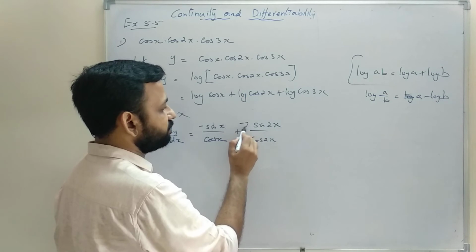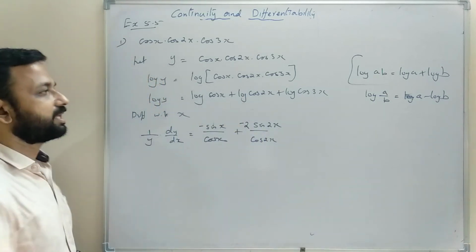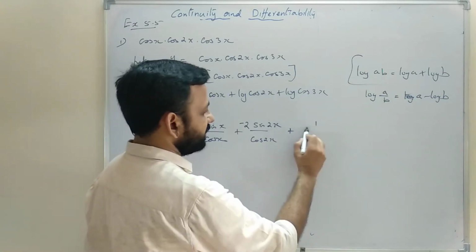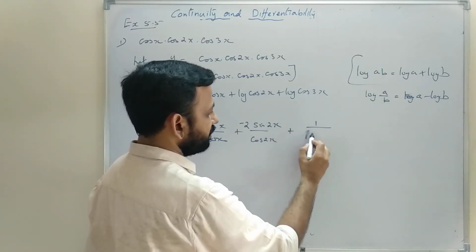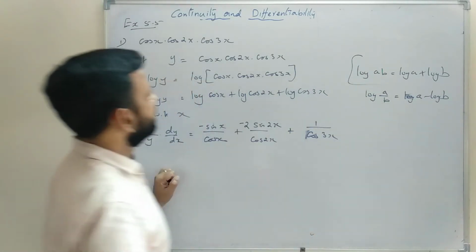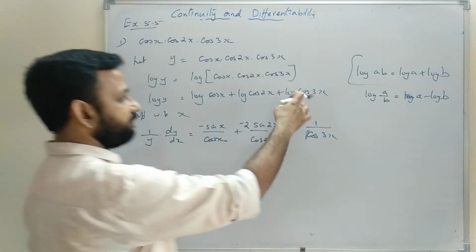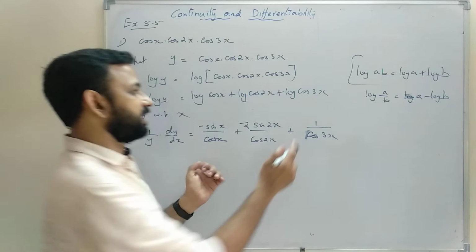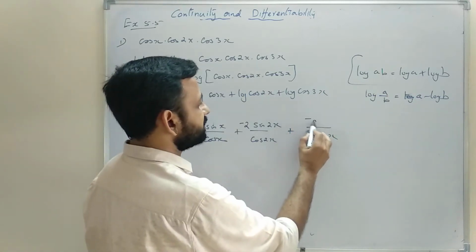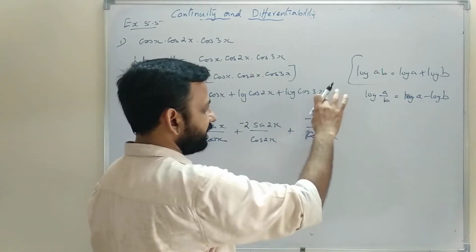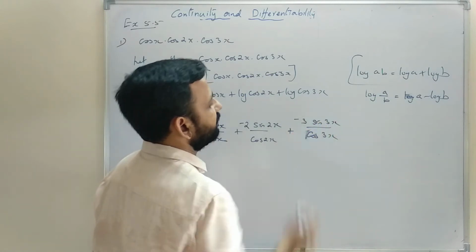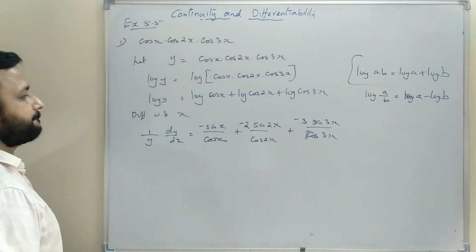So that minus 2 you write first, plus again the derivative of log cos 3x, that is 1 upon cos 3x. Then the derivative of log cos 3x is 1 by cos 3x into the derivative of cos 3x, that is minus sin 3x into the derivative of 3x, that is 3. So minus 3 here, minus 3 sin 3x.